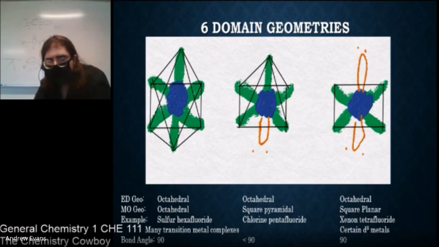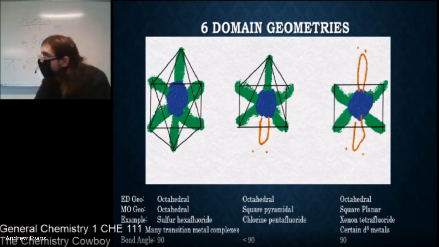But sulfur hexafluoride would be a common example of this. Many transition metal complexes. So there are whole fields of chemistry that deal with what stuff metals make. What bonds do metals make? And metals make a lot of these octahedral complexes. We won't really have to worry about this, but this is a very common thing with metal chemistry.